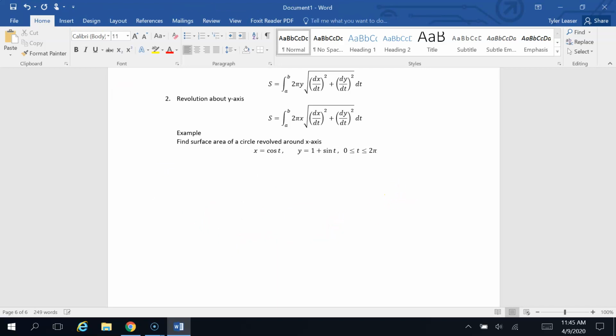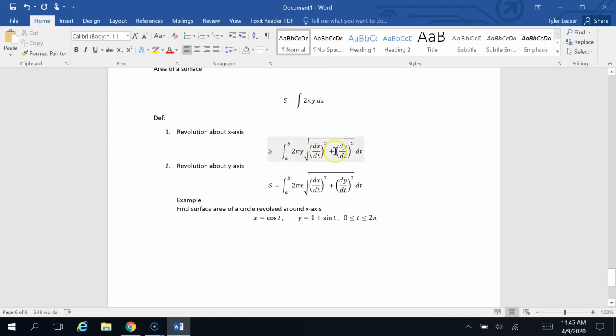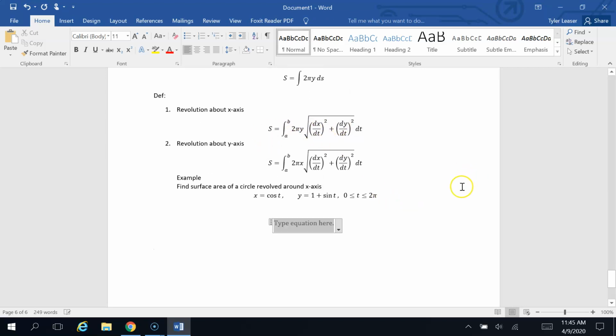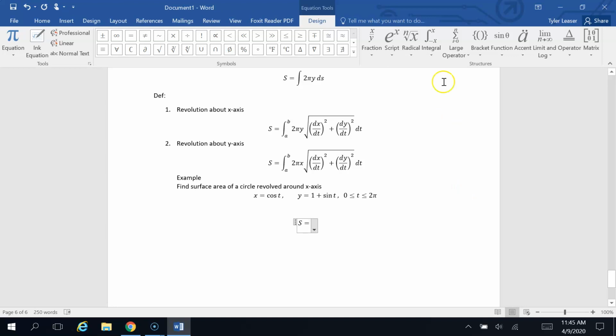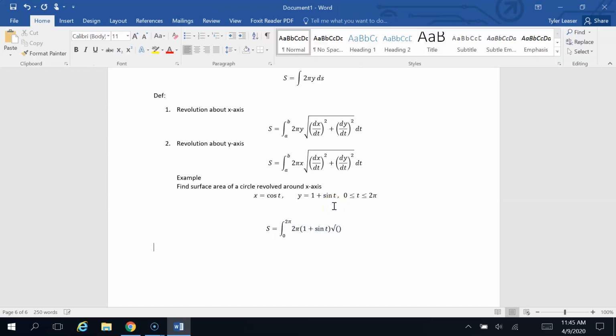Okay, so we're trying to find the surface area here. This is being revolved around the x-axis, so we're using this formula. I'm not going to copy it back down since it's right up top there. We're going to do the integral. This is going from 0 to 2 pi. Okay, we're going to have that 2 pi out in front, and this is going to be times y, which is 1 plus sine t, times the square root of, oops.